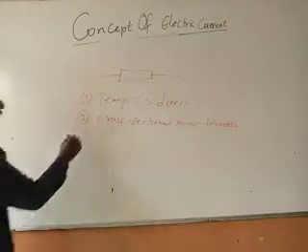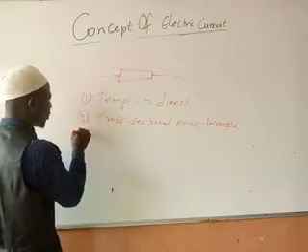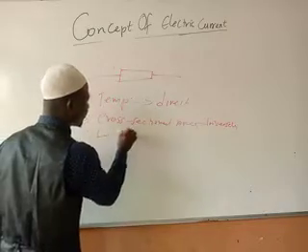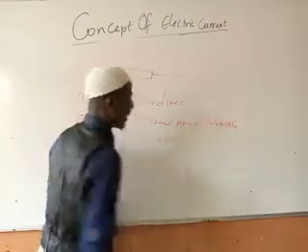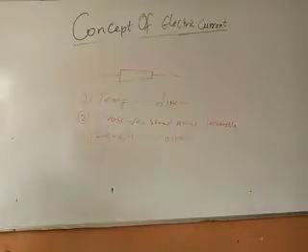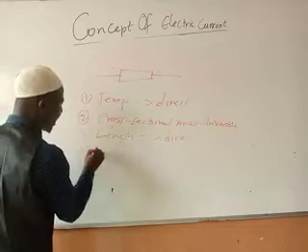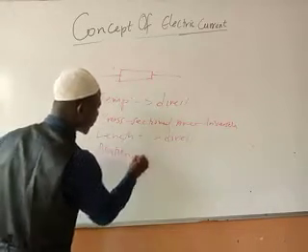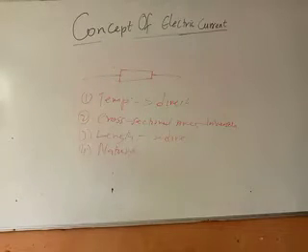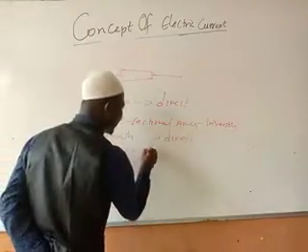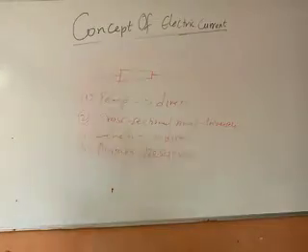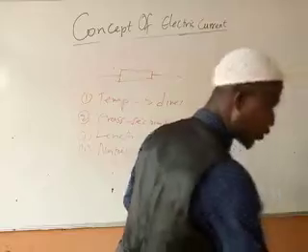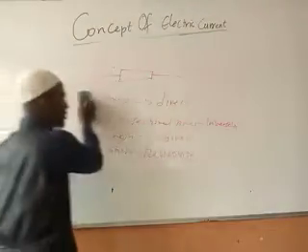Then another factor is length of the conductor. So this one varies directly. Then the fourth factor is nature of the material. So nature of material also affects it. Another name for nature of material is resistivity. That's where we are going. Resistivity.